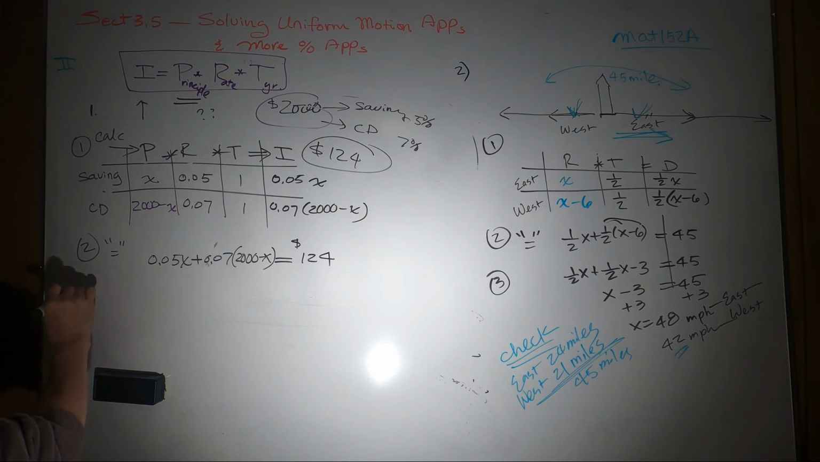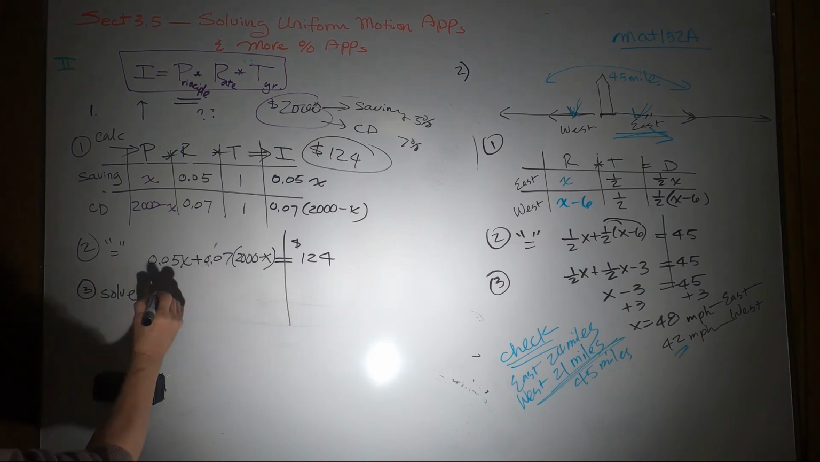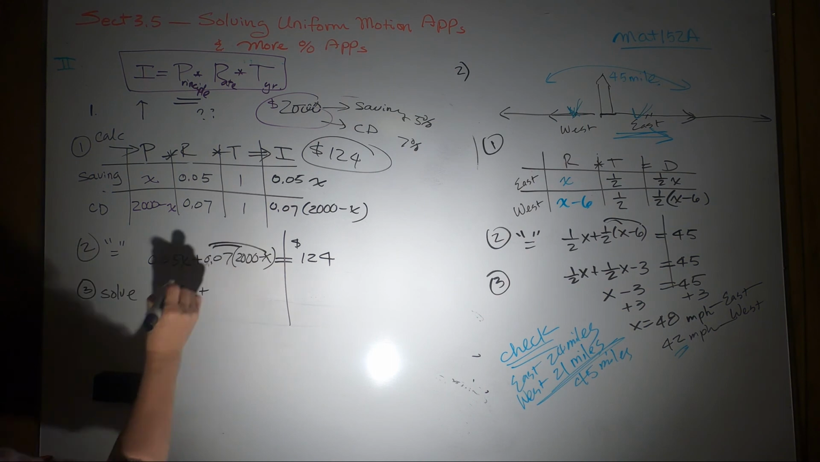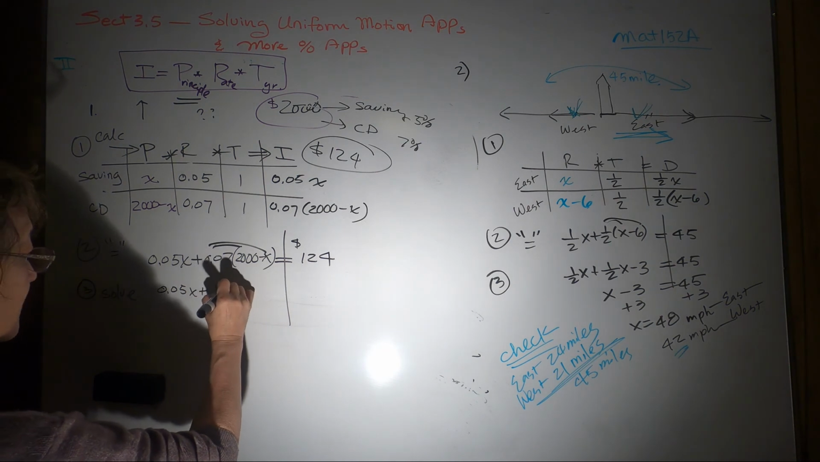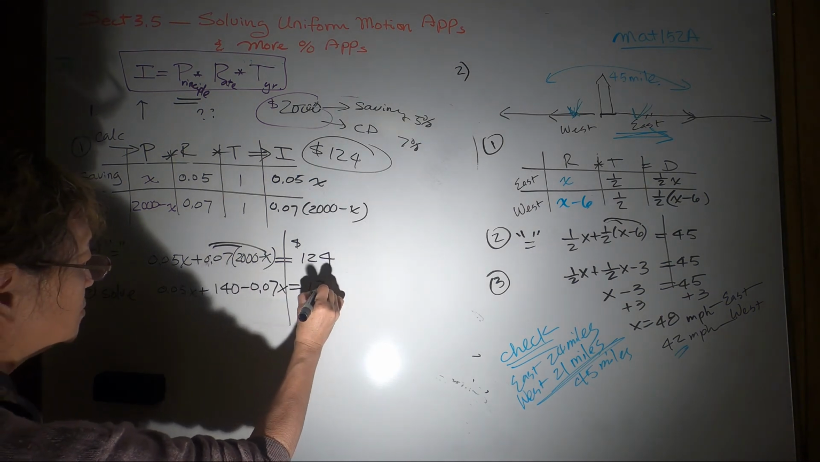So we have a linear equation, then we solve it, okay? So this 1.05x, then we distribute 0.07 times 2,000 is 140 minus 0.07x equals 124.